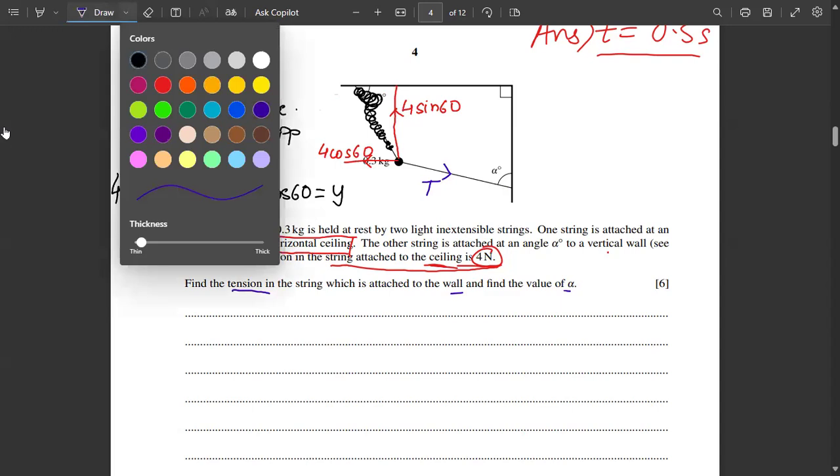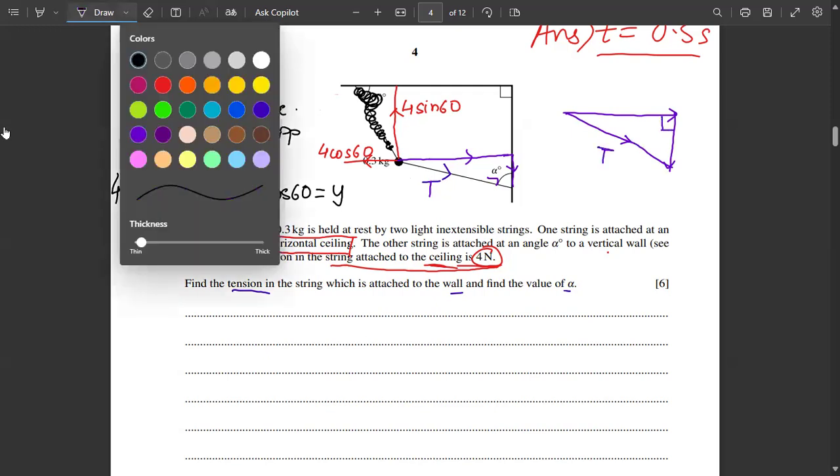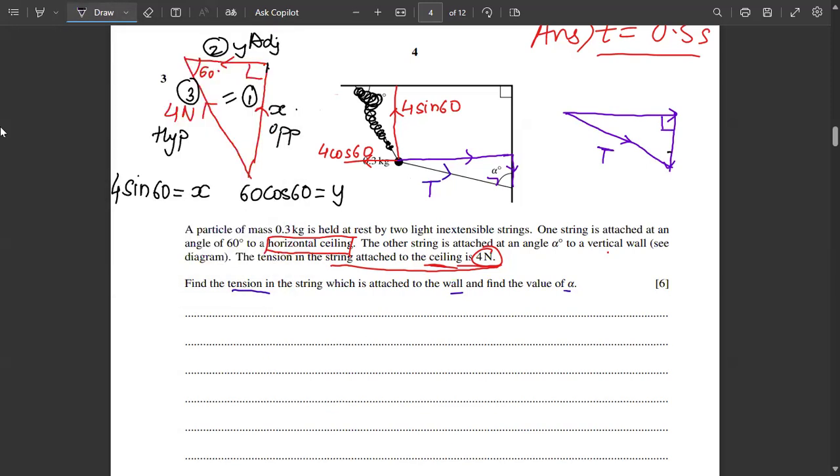Now similarly, let me resolve this T Newton force. So one force will act to the right and one force will act downwards. Now I will shift this force here and it will look something like this. So this is what it looks like. Now let me redraw the diagram. Right, down. Yeah, this is 90 degree. This is T Newton. This is angle alpha. We label this as X, this as Y.